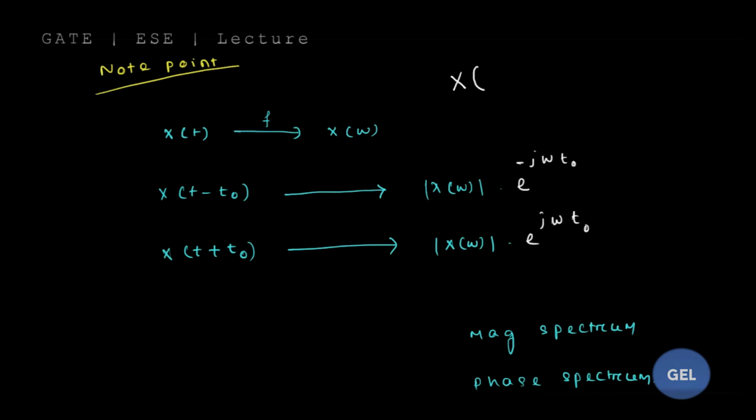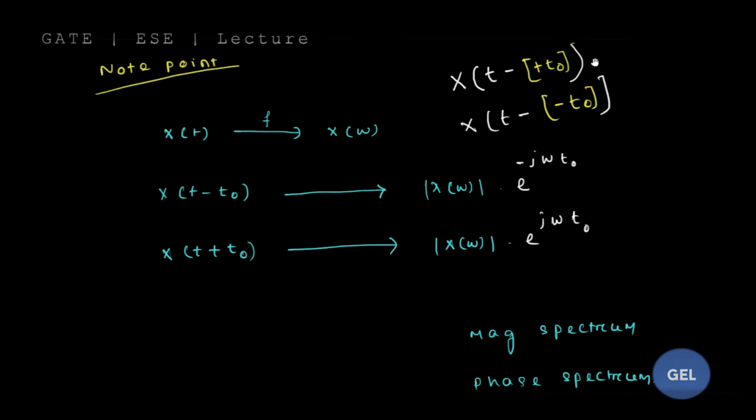When I'm saying x of t minus t naught, that means I'm saying t plus t naught. Please have this clarity in your mind. When I'm saying x of t plus t naught, that means I'm saying x of t minus t naught. Please have this clarity in your mind. So this expression is this, this expression is this. Please have clarity on this point.